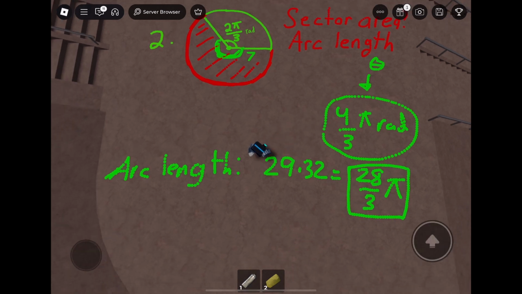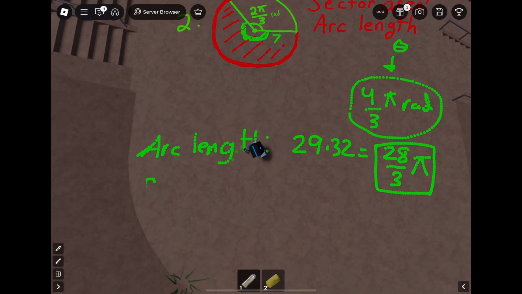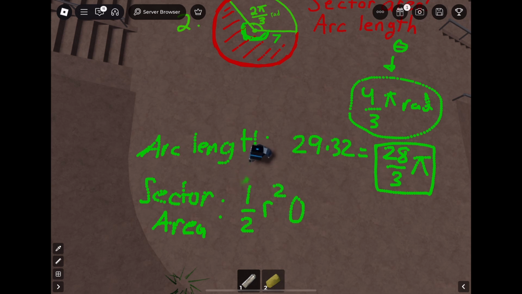Let's go deal with the sector area now. The formula for sector area is a little different. The formula is just 1/2 r squared times theta. So let's just plug in r and theta into this formula and solve for the sector area. So that'd be 7 squared times 4/3 pi radians. Okay, so 49 is just 7 squared.